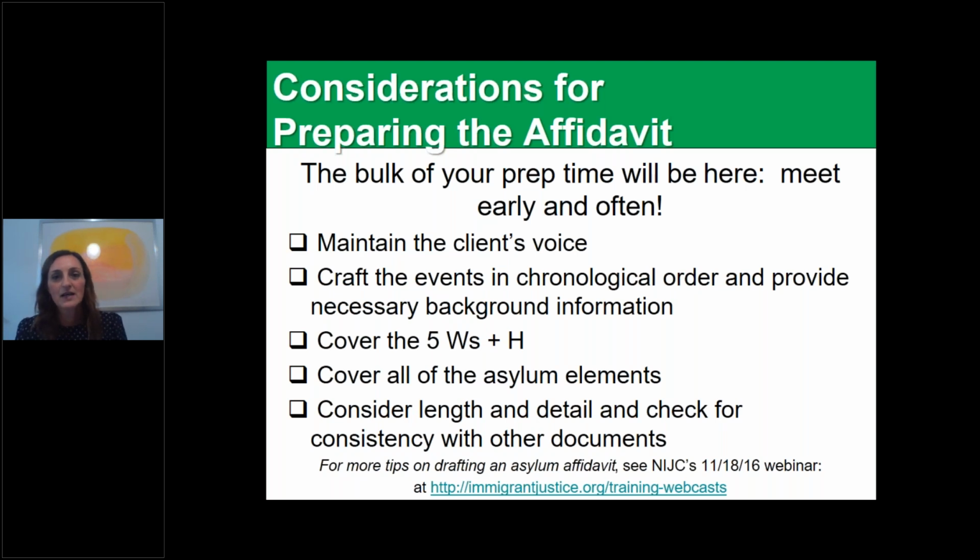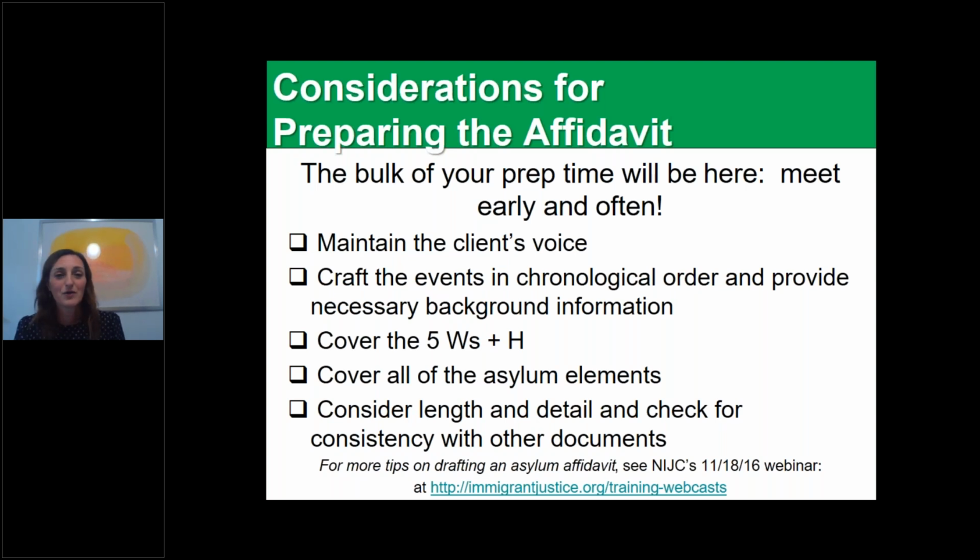The second thing is putting things in chronological order and providing necessary background information. So starting off with your client's childhood, setting the scene. We want the adjudicator to understand who your client is as a person, where they come from, what their life experiences look like, and then giving them the information that will help provide context for their asylum claim.